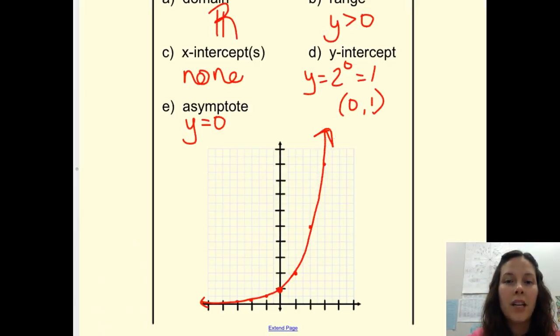This is an example of exponential growth. As you can see, as the x values get bigger, our y values get bigger. Later on in this unit, we'll see an example of exponential decay, where it looks kind of like it's flipped across the y-axis.